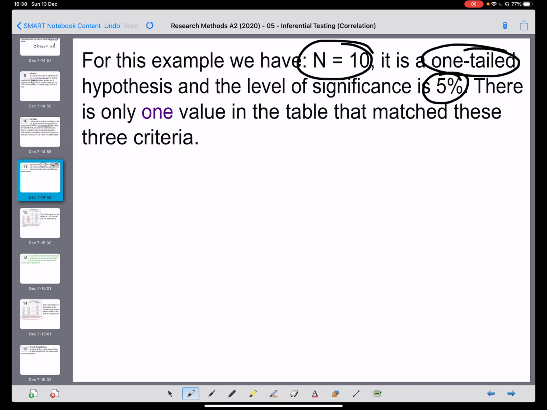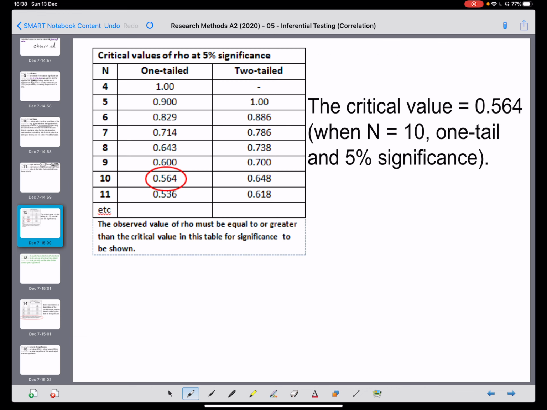With those three things in mind, when we look at the critical value table, we'll see that there's only one value of 0.564 that matches all three. One tail, 5%, and n equals 10. So we can then say the critical value is 0.564. But remember what I said during the sign test. We can only say that because we are able to state that n equals 10, it was 5% significance and one tail.